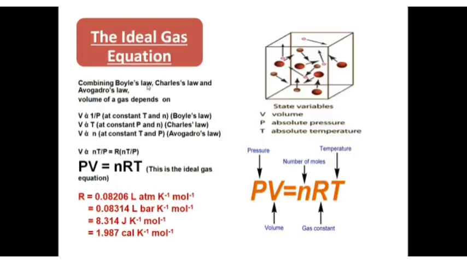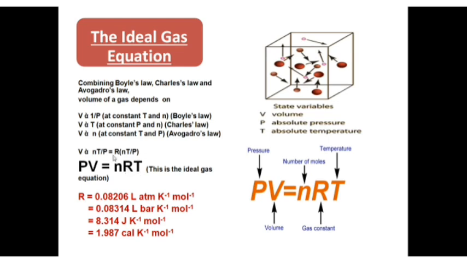Now the next is the ideal gas equation. We have seen Boyle's law, Charles' law and Avogadro's law. Combining all these laws, we know that volume is proportional to 1 by P, volume is proportional to T, and volume is proportional to n. Combining these, V is proportional to nT by P, and this becomes PV is equal to nRT. This is the ideal gas equation, which is very important for studying gases. In PV is equal to nRT, P is the pressure, V is the volume, n is the number of moles, R is the gas constant and T is the temperature.